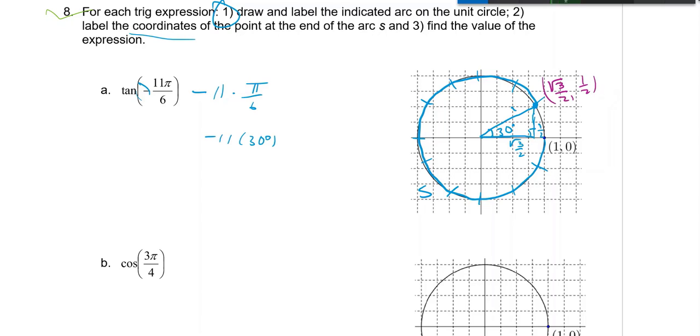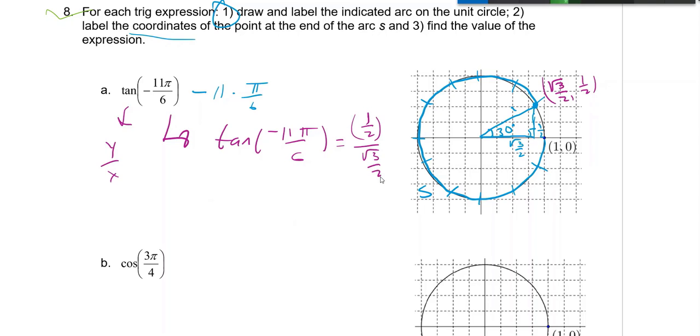And the last thing is to come up with the value of the trig function. So don't give me 11 pi over 6. That's just the arc length. I want to know what the tan of minus 11 pi over 6 is. That is equal to the y over x coordinate. Tangent is y over x. So we just look at these guys. It's a half over the square root of 3 over 2. They're both positive. The tangent's going to be positive, and we've simplified this enough times to know that's 1 over root 3, which rationalizes to root 3 over 3.